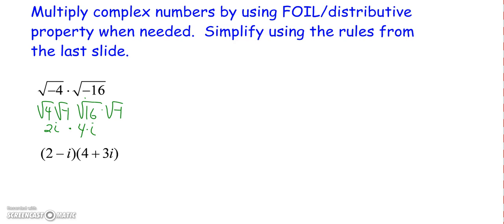So we are multiplying 2i times 4i. Well, 2 times 4 is 8. i times i is i squared. We would never leave this as an answer, because you're never going to leave i with an exponent in an answer. We know that i squared is equal to negative 1 from the previous slide. Final answer, negative 8.